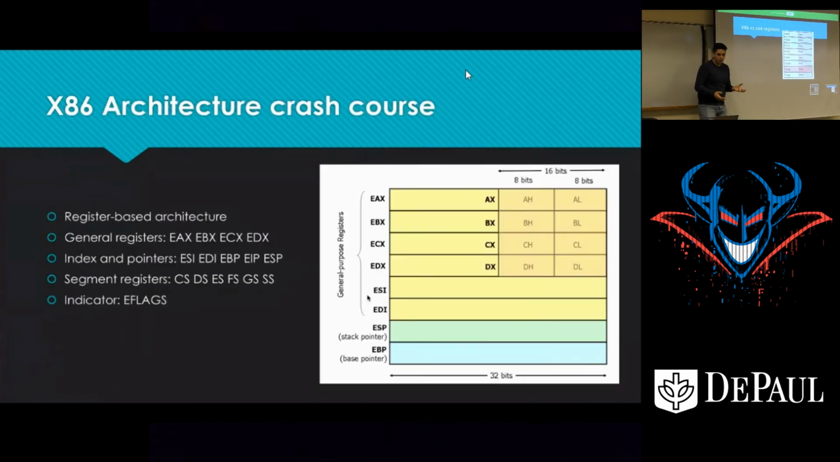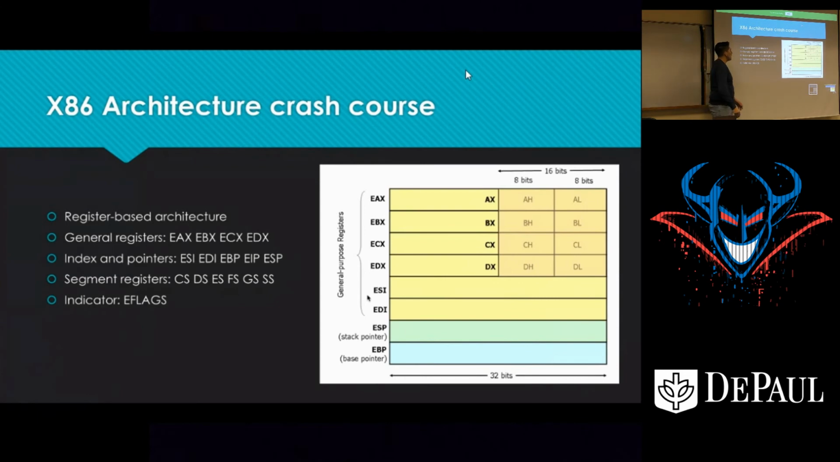So if I go back here, you can see that EAX has a sub-register that's AX, which would be the lower 16 bits. And then below that is AH and AL, which are going to be the upper 8 bits, and then the lower 8 bits.